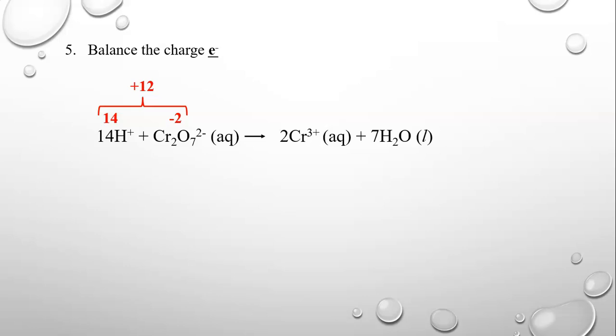Now we go over to the right. You have chromium at 3+, and you have 2 of those, so that's a 6+ charge. The water molecule doesn't have any charge to it, so you can ignore that.